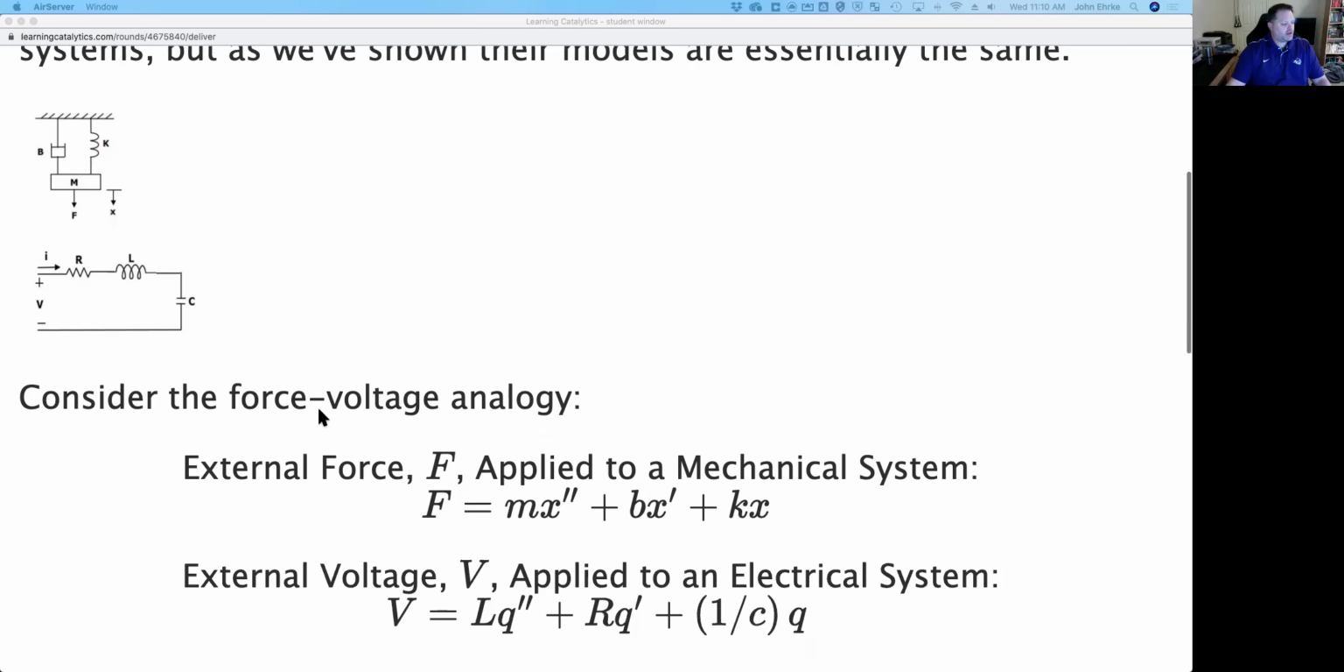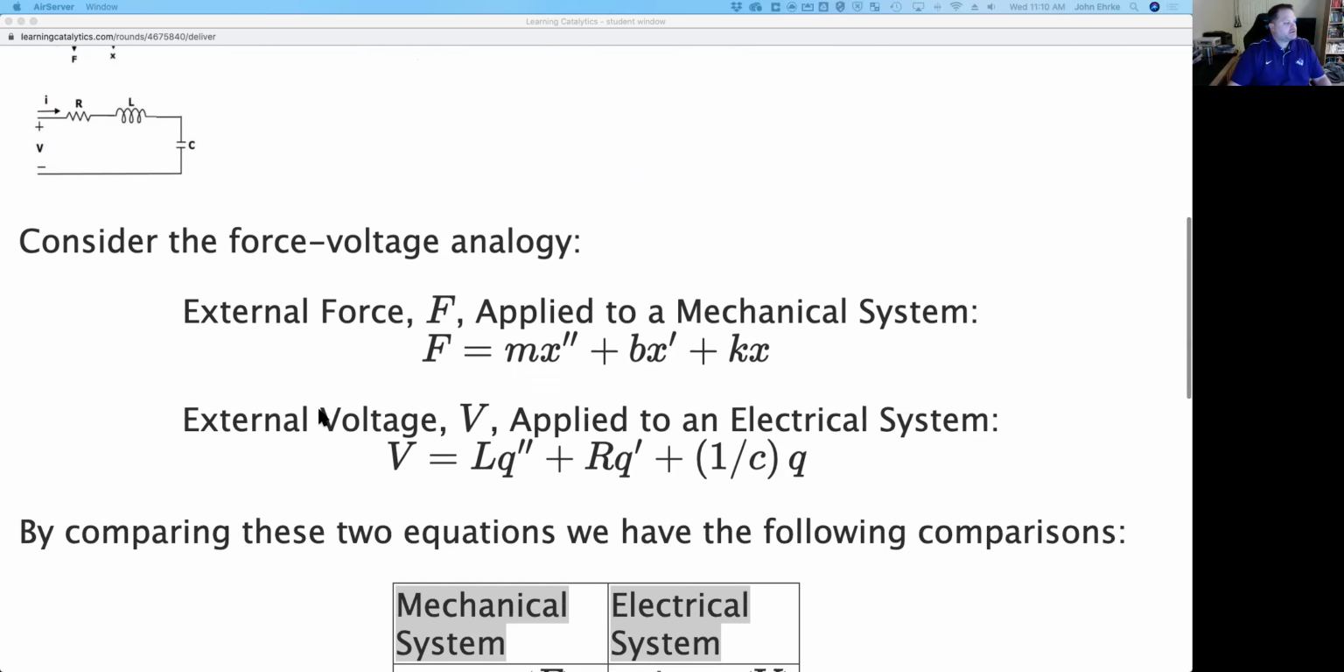There are different analogies that can be drawn here, but the most common one is what we call the force voltage analogy. If you think about the external force being applied to a mechanical system, that external force we've shown in class is mx'' + bx' + kx. This is that spring mass equation that we came up with together. I think we used C in class, but B is more common.